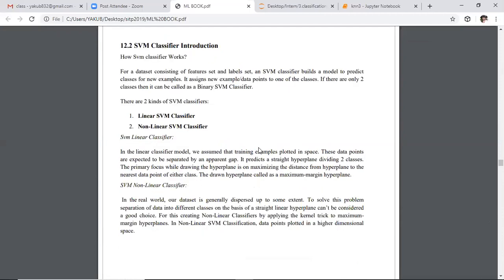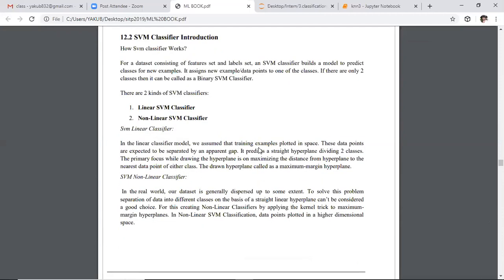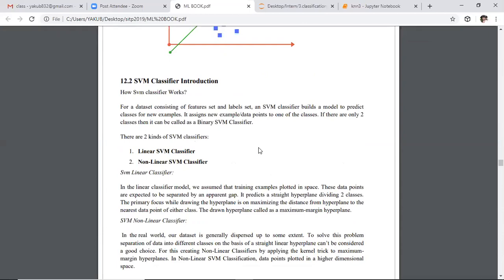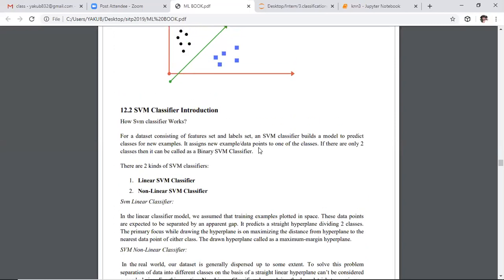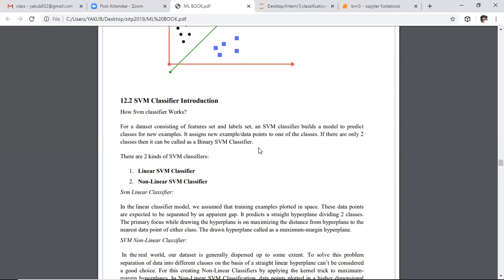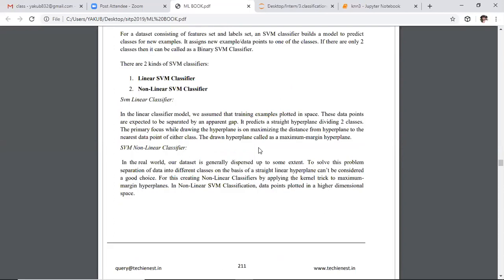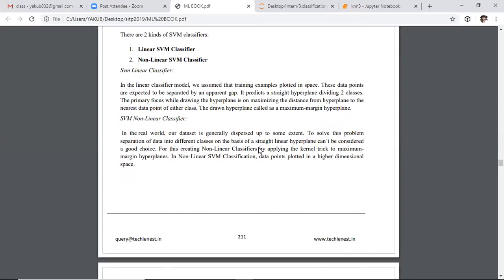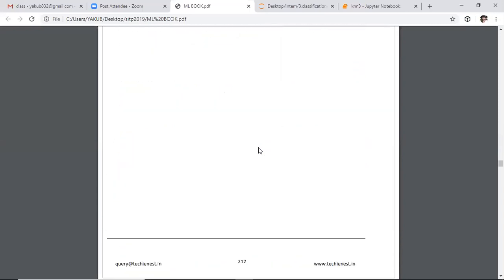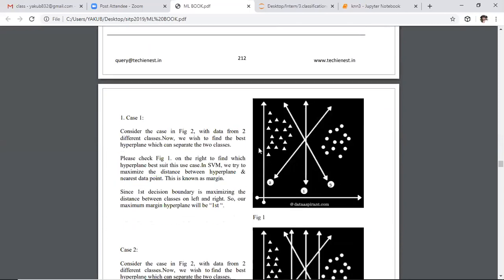In SVM we have a linear classifier, and it also works well as non-linear SVM. Linear SVM works like a logistic regression model. If you use a linear kernel, that is called a linear SVM classifier. Whereas if your data is linearly non-separable, then we need to use a non-linear SVM classifier.